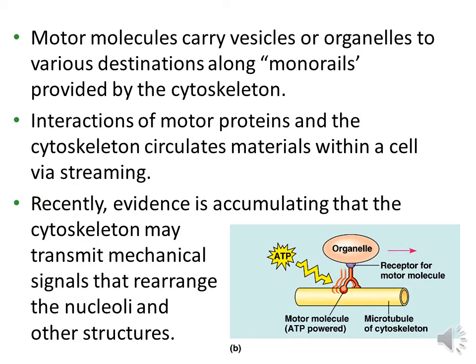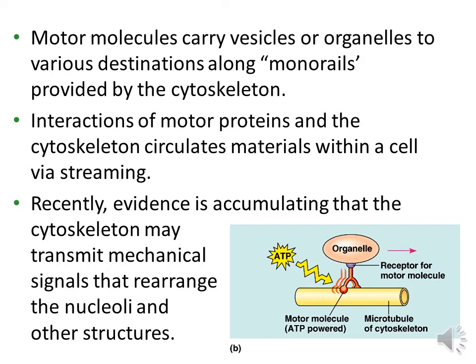The motor proteins, which I have mentioned in the earlier slide, dynein and kinesin, carry vesicles and organelles to various destinations along the monorails provided by the cytoskeleton. The cytoskeleton acts as a road or monorail through which these motor proteins carry the cargo to different parts of the cell.